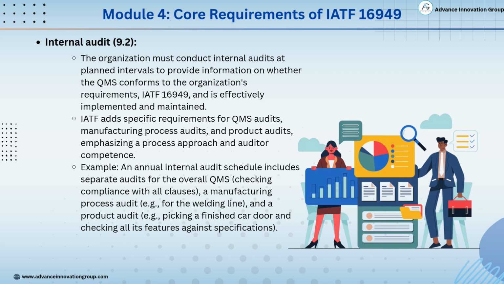IATF requires 3 types of audits: QMS audits, manufacturing process audits, and product audits. These audits must use a process approach and be conducted by competent auditors. Example: an annual internal audit plan might include a QMS audit, verifying overall clause compliance; a process audit, such as auditing a welding line; and a product audit, for example, inspecting a car door against specifications.